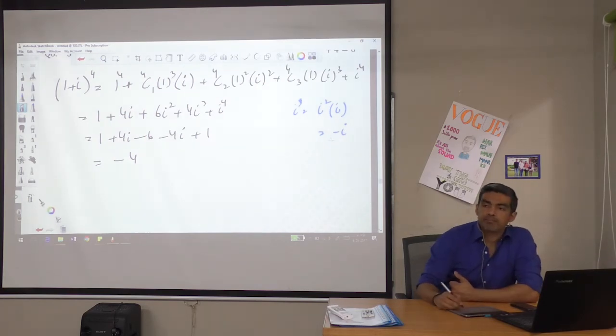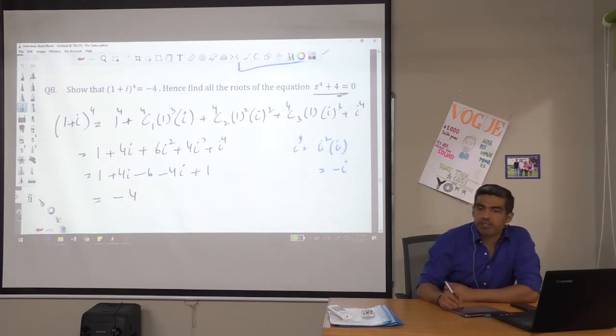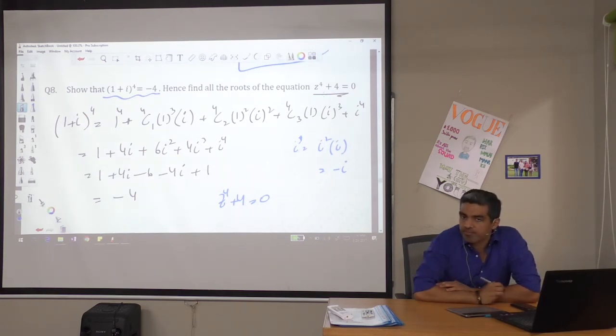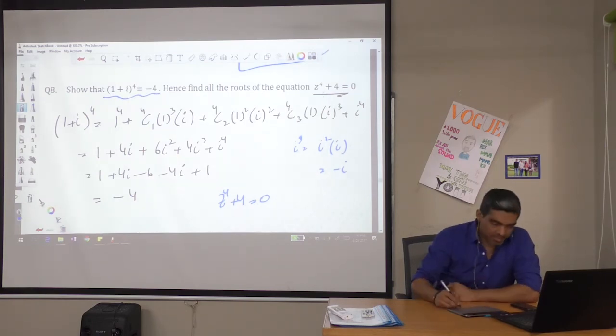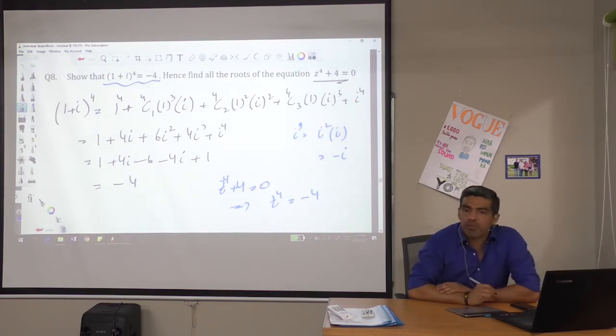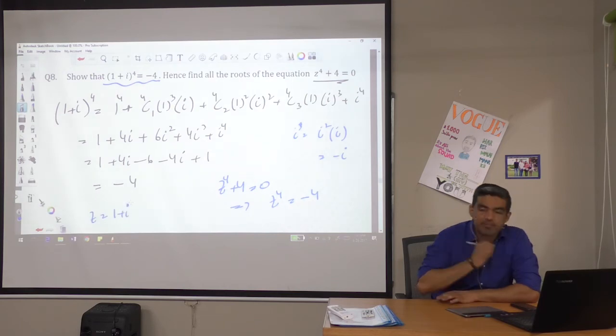Are we good? Now, hence find all the roots of this equation, z to the power 4 plus 4 equals 0. How can we use this information to get the roots for this one? This implies that z to the power 4 equals minus 4. And we just agreed on the fact that 1 plus i to the power 4 is equal to minus 4. Which means one value of z is definitely 1 plus i.